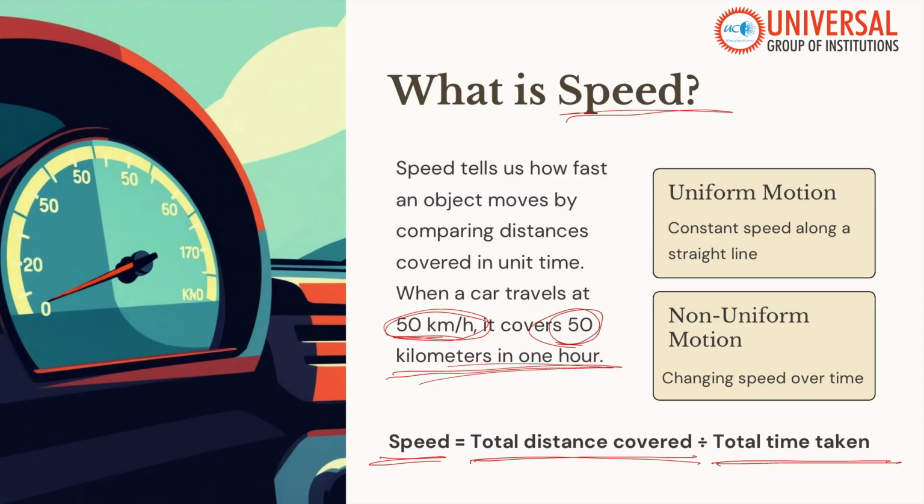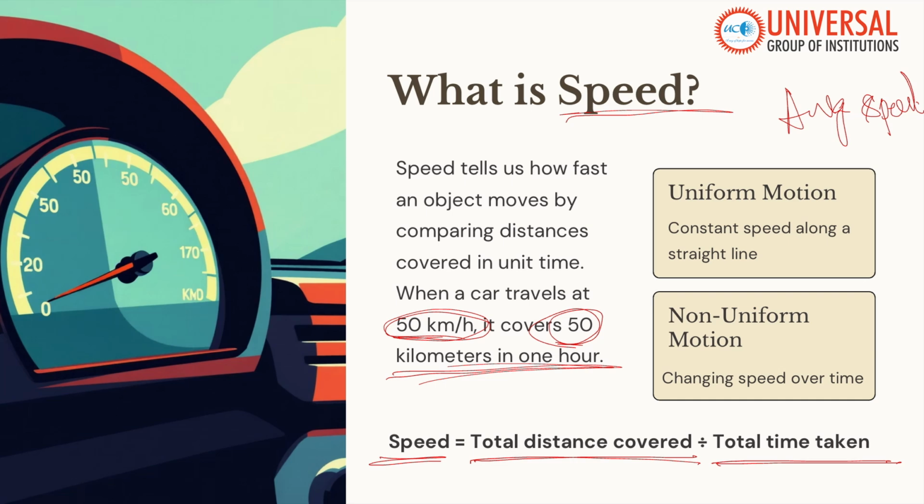So in real life, objects rarely move with constant speed. So what happens? Vehicles start slowly, they accelerate, they decelerate, and they may also stop. Therefore, we usually calculate average speed, which considers the total distance covered over the total time taken, regardless of speed variations during the journey. So the term speed generally refers to average speed. So how do we calculate the average speed? It considers the total distance covered over the total time taken.